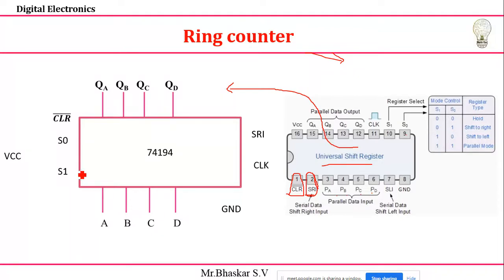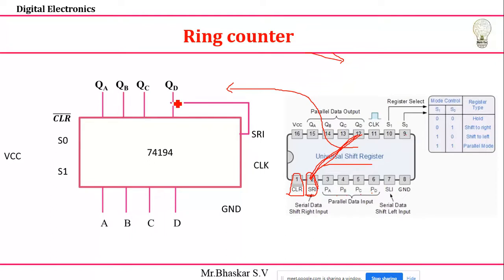Now I want to do the connection. In the connection, I already told that if it is a ring counter, then my QD value I'm going to connect to my shift right input. Just one line I need to connect. That's all. I'm going to connect my SRI value to my QD. Just write one line here.